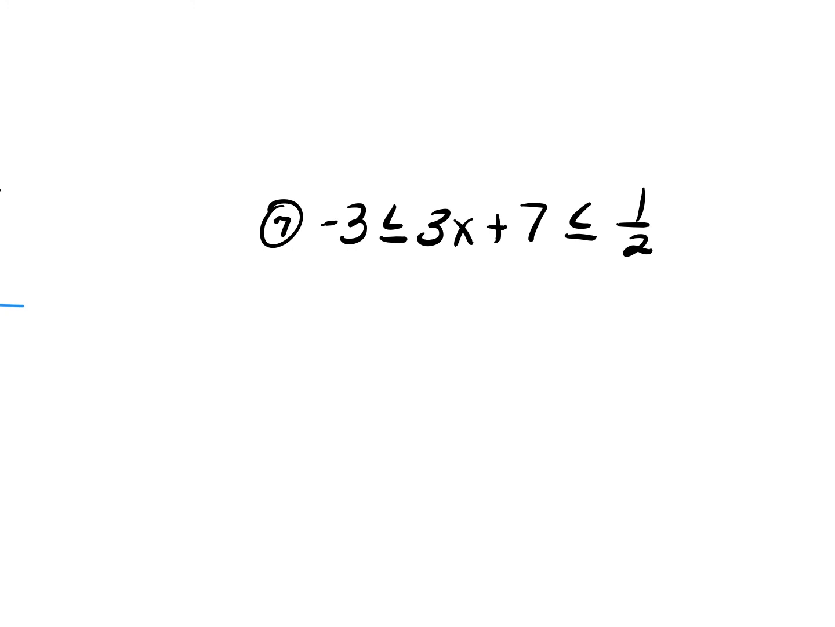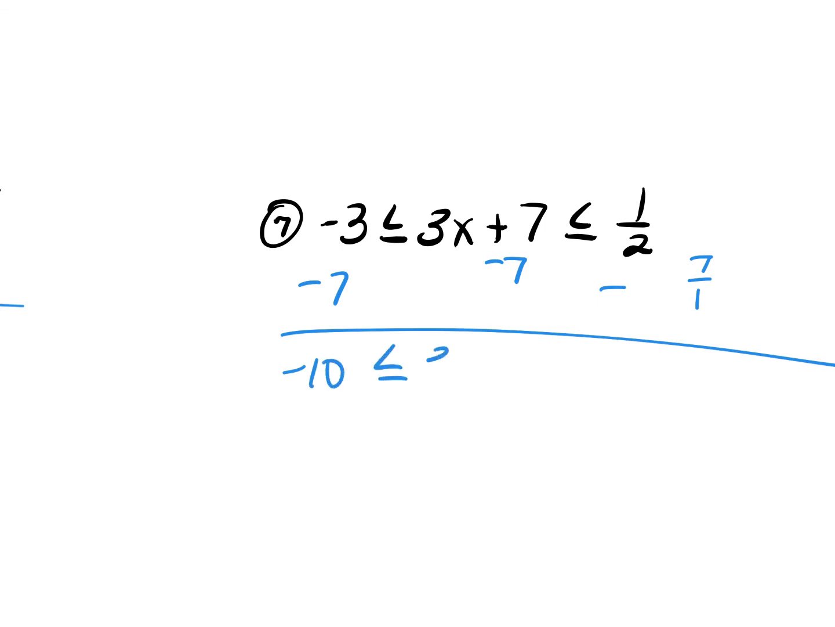Okay, so the first thing I'm going to do is to get x all by itself, I'm going to subtract 7 from everything. So negative 3 minus 7 is negative 10, less than or equal to 3x. Can I say 1/2 minus 7? No. Some of you can, yes, in your head do this. But what should we convert 7 over 1 to? 14 over 2. Good, guys. It's a common denominator. So 1 minus 14 gives me negative 13 over 2.